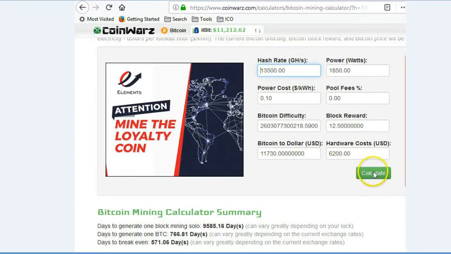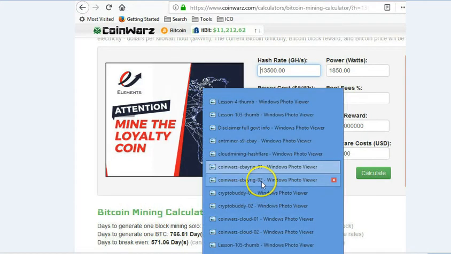Okay, so going back to that calculation, now you click calculate. You click this green calculate button right there. As soon as you press that one, it will tell you, most importantly, how many days it will take to break even. So in this particular example where you spend $6,200 to buy your own rig, it would take you over a year, over a year and a half, actually almost 2 years to break even.